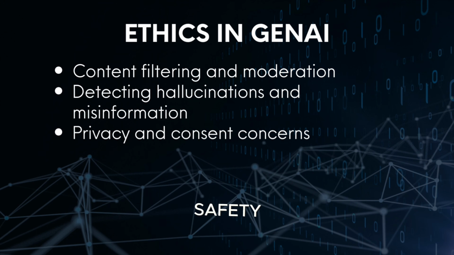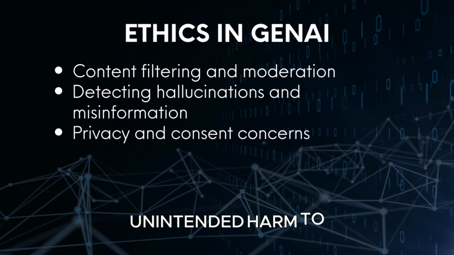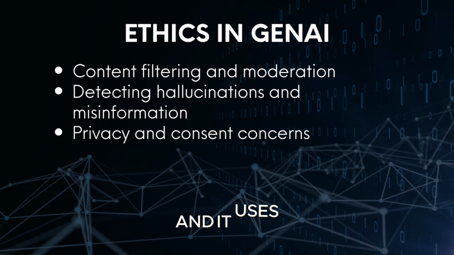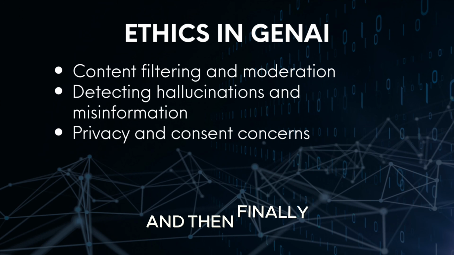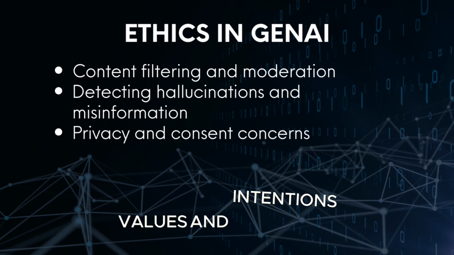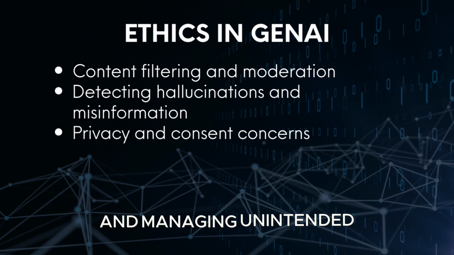And then AI safety focuses on preventing unintended harm to individuals, society, and the environment. So it's making sure the AI is carefully designed and tested to avoid causing unintended harm to humans or the environment, and it uses guardrails to filter and block inappropriate content. And then finally, controllability is about aligning AI systems with human values and intentions, and managing unintended issues.